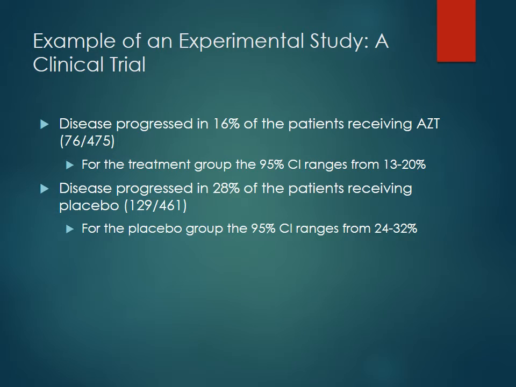And then looking at the confidence intervals for the placebo group, it ranged anywhere between 24 and 32%. Okay, so that's kind of our baseline results we have just from that information. Now we can start to compare these and see what kind of actual reduction in risk we have by giving AZT.